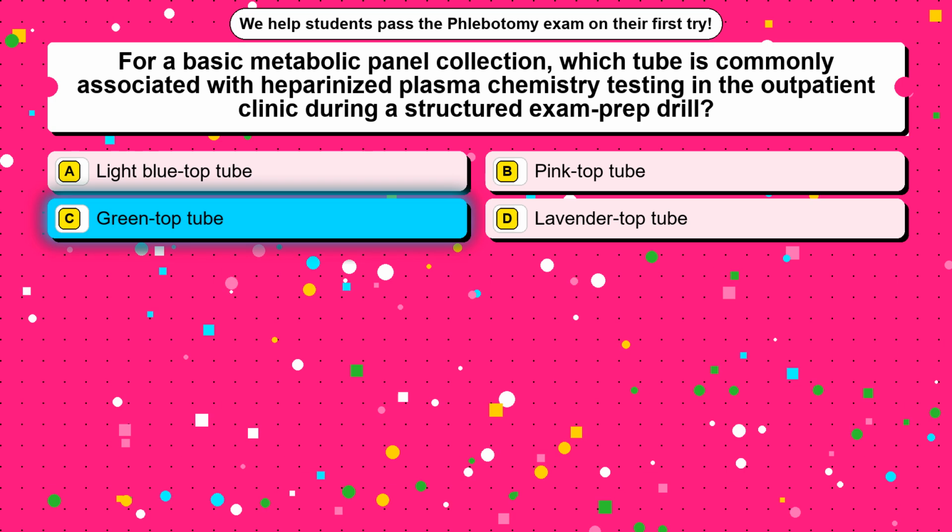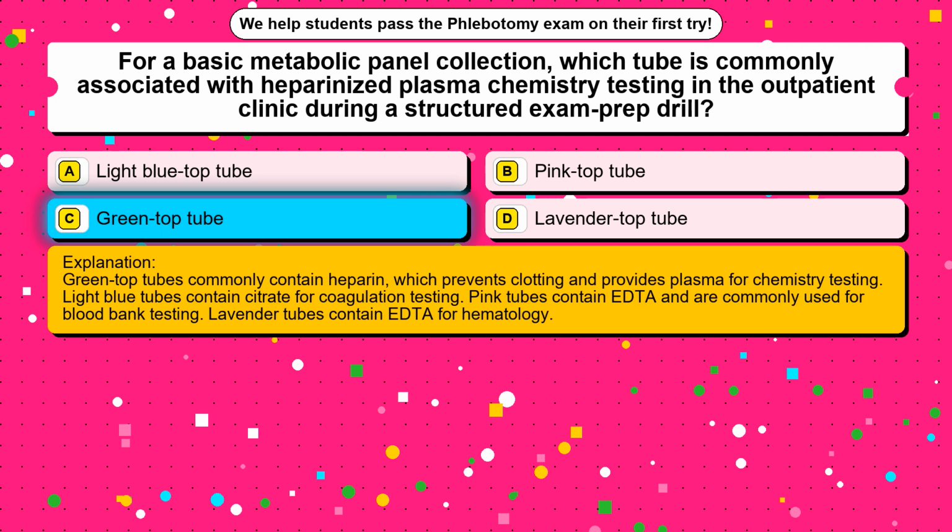The correct answer is option C, green top tube. Green top tubes commonly contain heparin, which prevents clotting and provides plasma for chemistry testing. Light blue tubes contain citrate for coagulation testing. Pink tubes contain EDTA and are commonly used for blood bank testing. Lavender tubes contain EDTA for hematology.